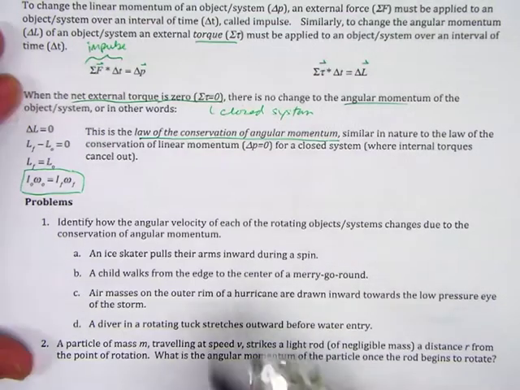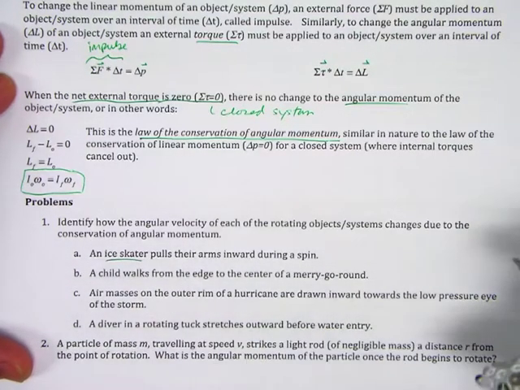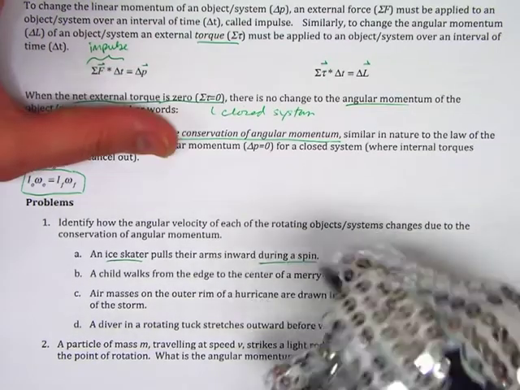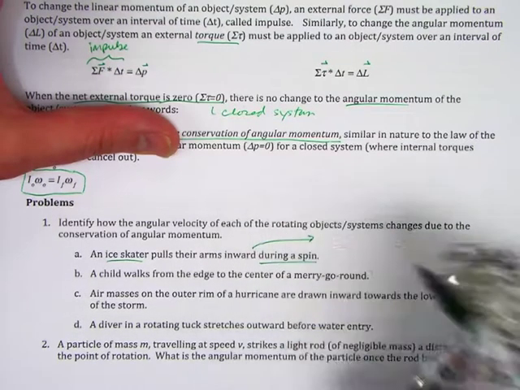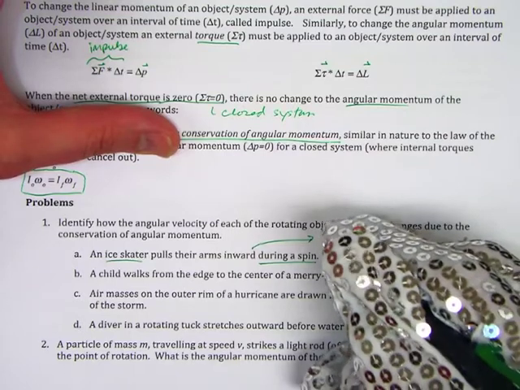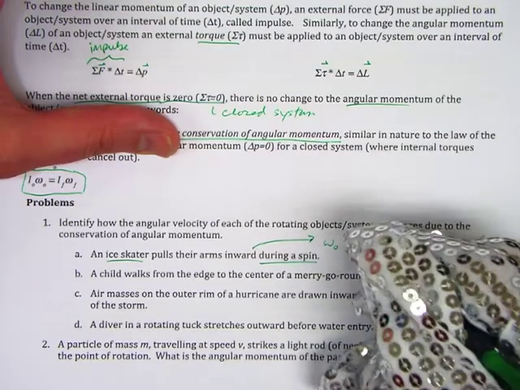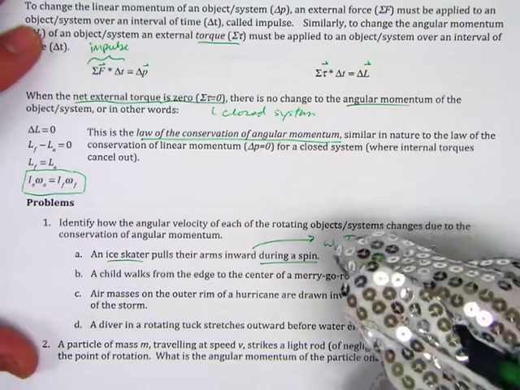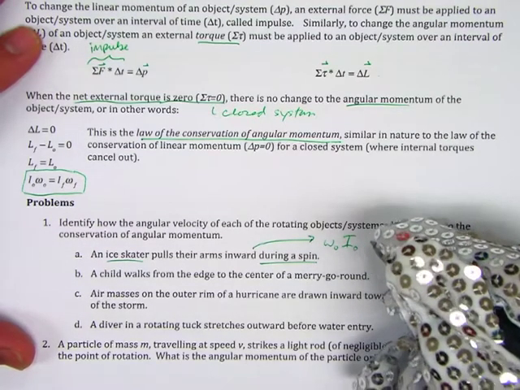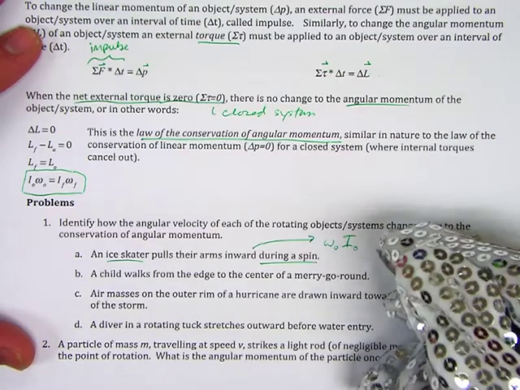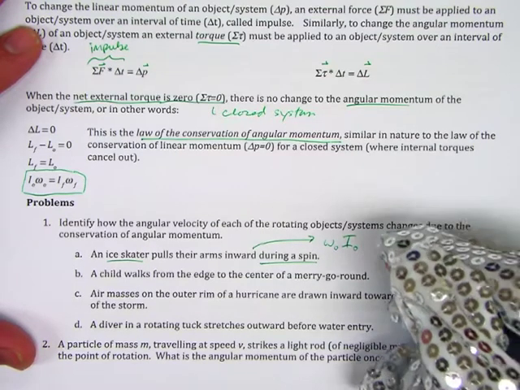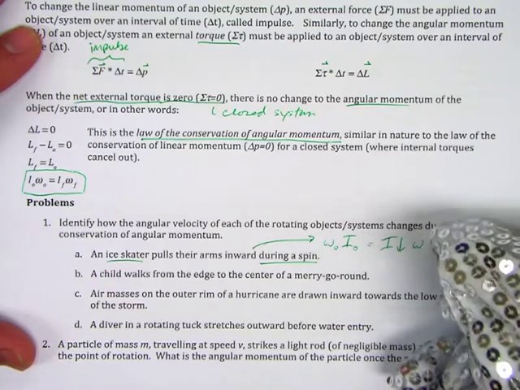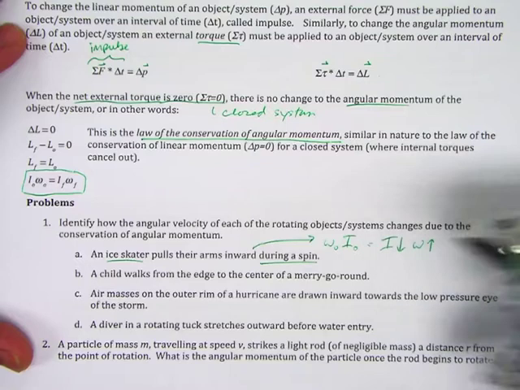So in the first one, let's look at an ice skater who's spinning, and they pull their arms inward closer to their body. Well, when they pull their arms inward, they're going to have some initial omega and some initial moment of inertia. And when their arms go inward, their distribution of mass about their point of rotation, their axis of rotation, will decrease. So if I decreases, then omega has to increase in order to compensate so that angular momentum can still be conserved.